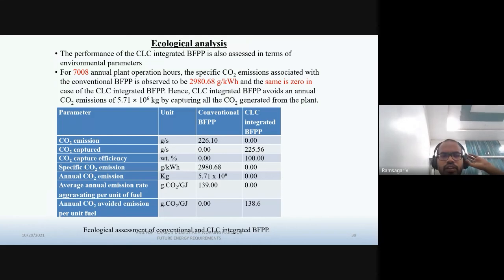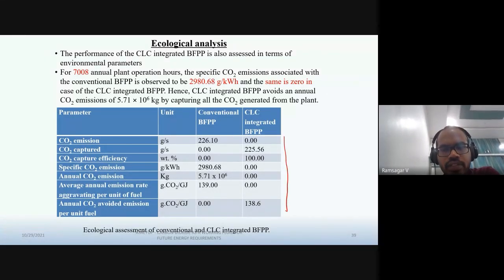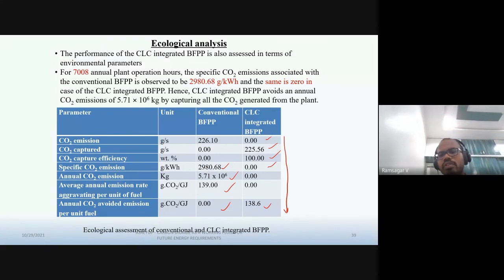So we also did this ecological assessment. Here we saw different CO2 analysis parameters: how much CO2 is emitted, in grams per second, how much CO2 is captured, and the efficiency. Specific CO2 emission means, per kilowatt of power produced, how many grams of CO2 are emitted, and you can see the conventional biomass fired power plant is emitting a significant amount of CO2 to the atmosphere. These are the annual CO2 emissions, and the emission rate per unit of fuel calorific value or fuel power, and annual CO2 emission avoided per unit of fuel. So we have a sustainable and attractive option with the CLC integrated power plant in terms of CO2 parameters as compared to the conventional BFPP.